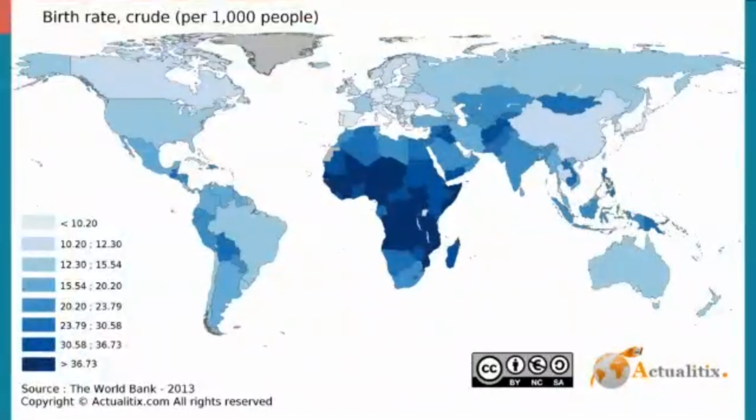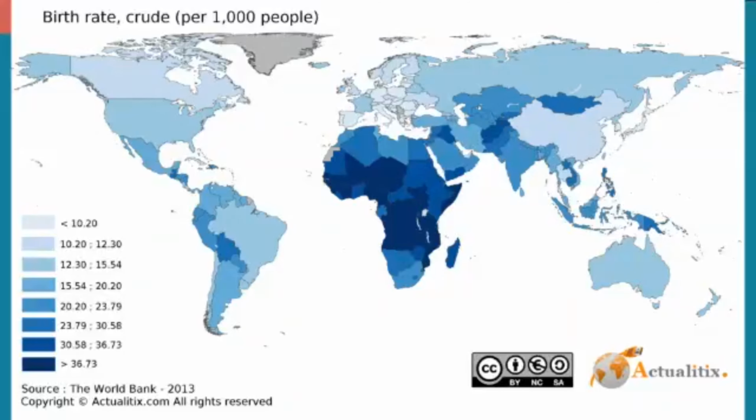So let's look at this map of the world that shows the crude birth rate. We can see per 1,000 people on this choropleth map, the areas that are the darkest are the ones with the highest birth rate, and the areas that are the lightest are the ones with the lowest. I want you to write down three observations that you get from looking at this map. What regions of the world have the highest birth rate, and what regions have the lowest?